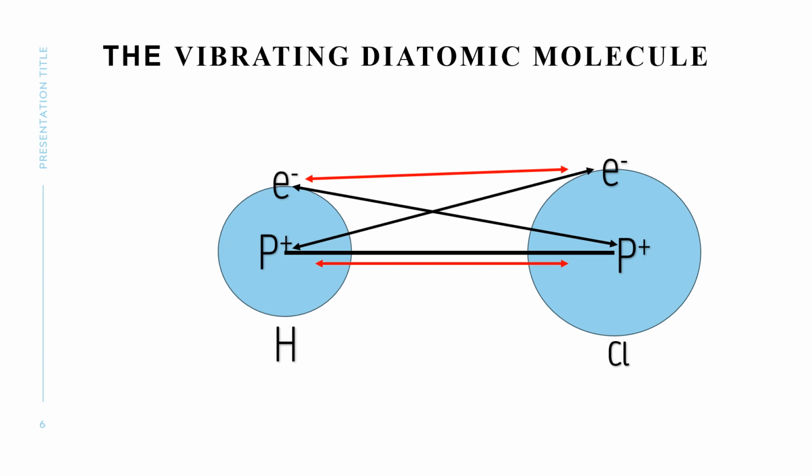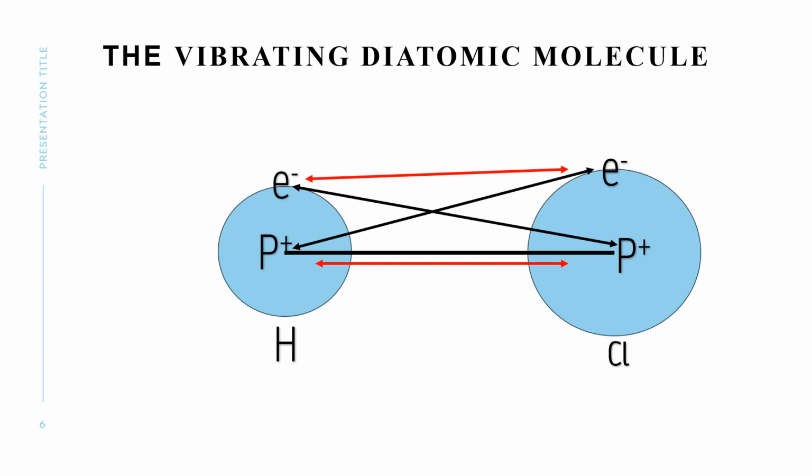So, first of all, we are going to discuss the vibrating diatomic molecule. A diatomic molecule is composed of two atoms. So, if we consider an HCl molecule, for example, it experiences two types of motions. There is repulsion between the positive charges that are present in the centers of the atoms of hydrogen and chlorine, and between the two electronic clouds.